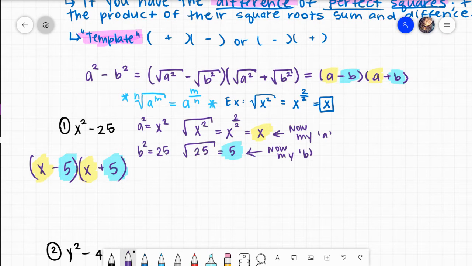Y'all, that's it. That's your answer. Believe me when I say to you, x times x is x squared, x times 5 is 5x, negative 5x, those would cancel. Right here, 5 times 5 is 25, signs are different, so it's negative. Go ahead, go back and FOIL that. The fact that you get right back at this means that what I just taught you and the process you just learned is correct.